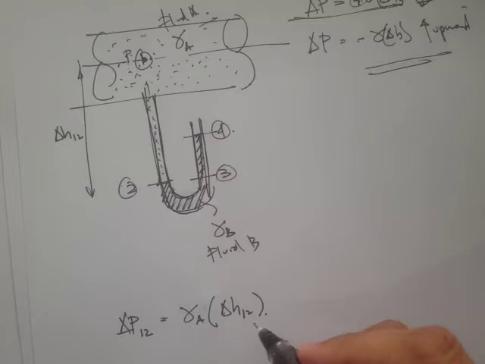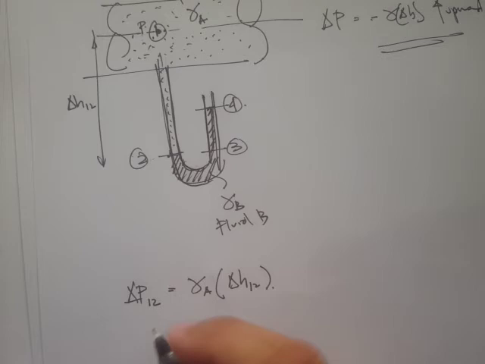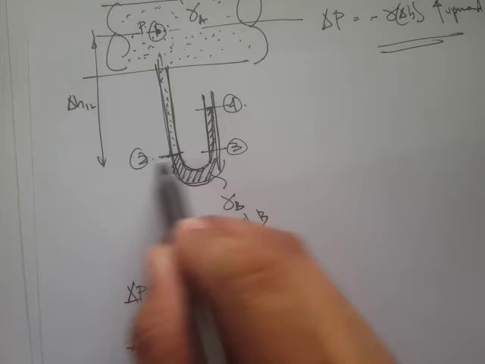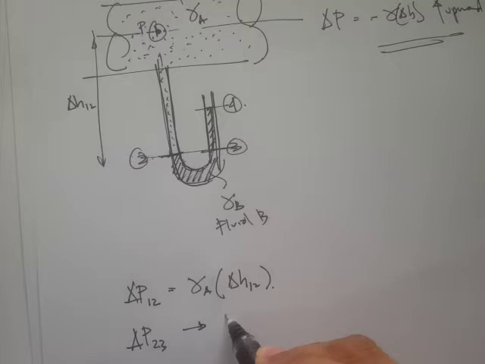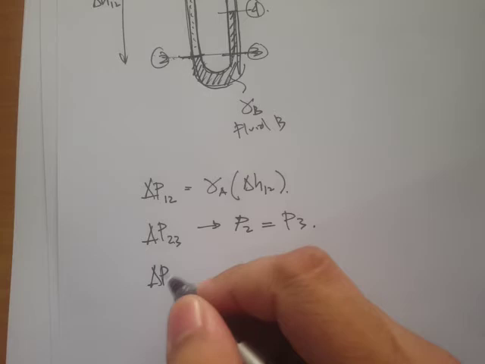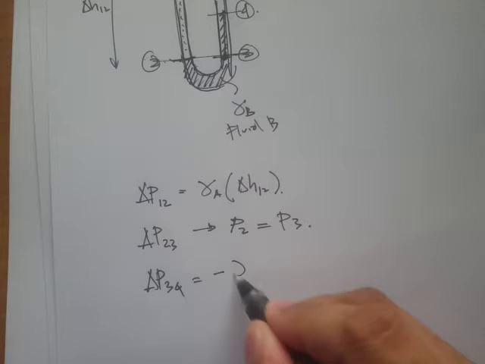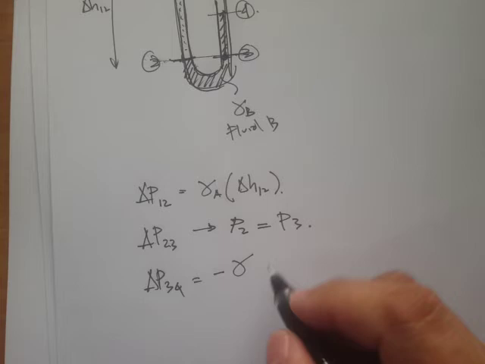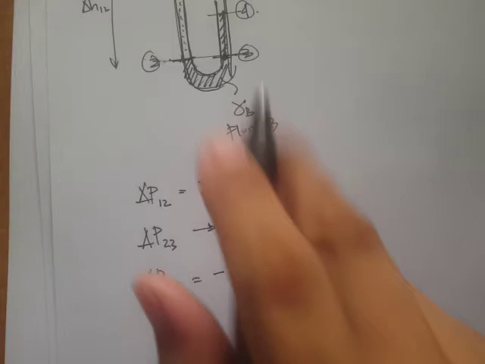And how about the pressure difference, delta P 2 3? Since they are at the same level and in the same fluid, P sub 2 is just equal to P sub 3. So the change in pressure is 0 if they are at the same level and in the same fluid. Okay, from 3 to 4, delta P from 3 to 4. From this point going upward, that's going to be negative gamma B times delta H 3 4.